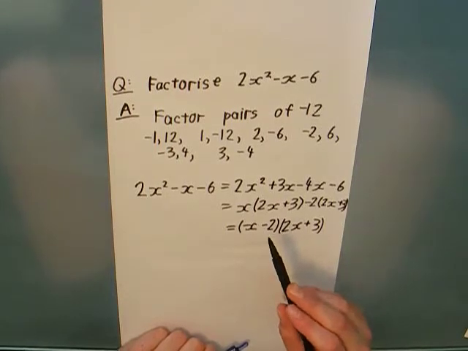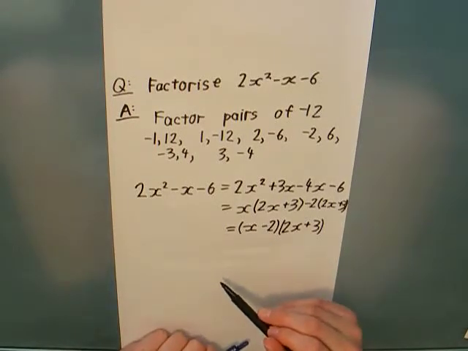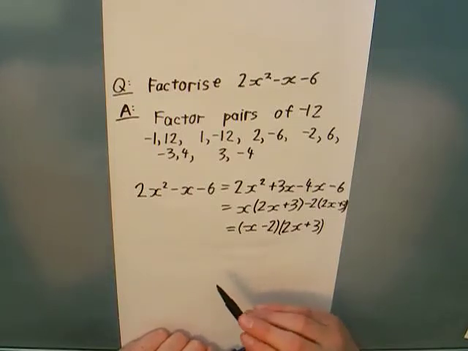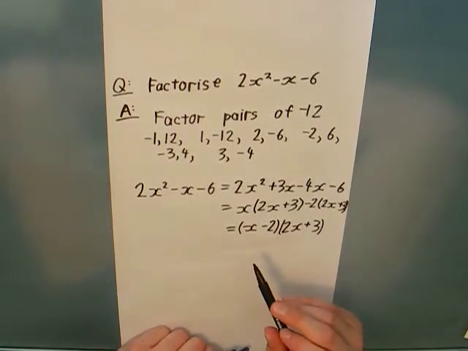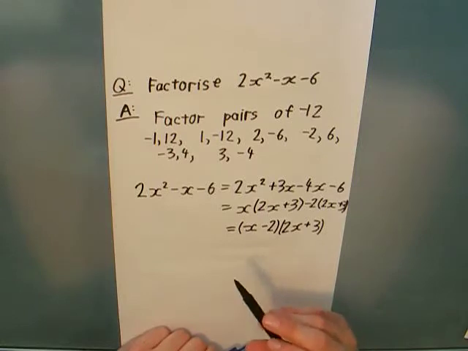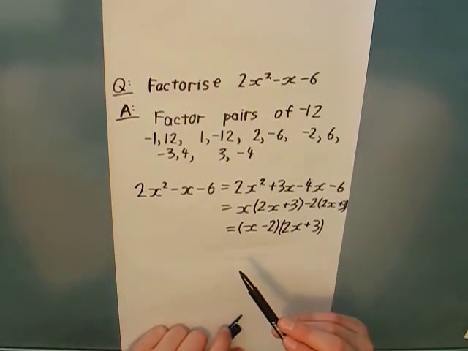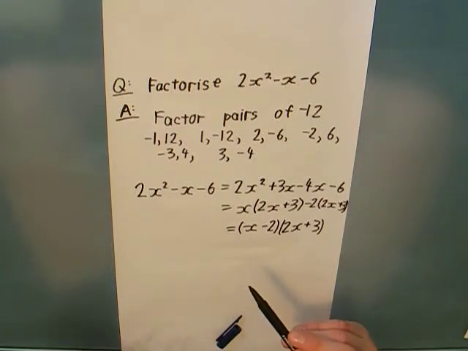Okay, so you can always check this using the same method that I taught you when the coefficient of x squared is 1, by multiplying out the brackets and checking this comes to the original expression. So that was how to factorise a quadratic when the coefficient of x squared isn't 1.